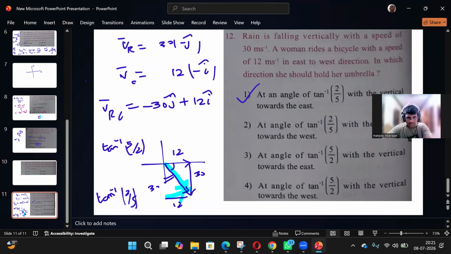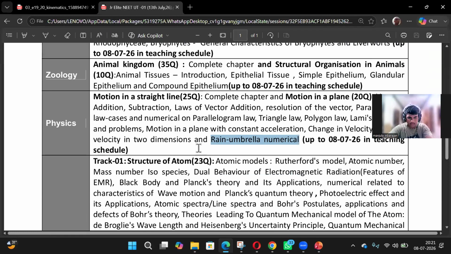So that is the last topic, right? Relative velocity in two dimensions, and the envelope problem.